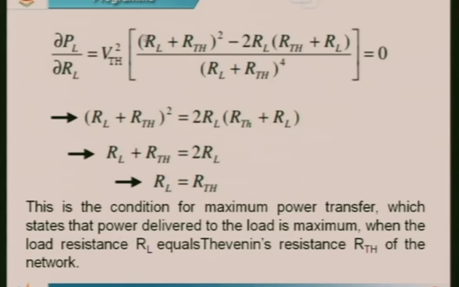So it is only the simplification part which you need to do. Since RL is a variable, you have to differentiate the load power with respect to RL and equate it to 0 to get the condition for maximum power transfer to the load circuit. So now that is what was stated earlier. When the load resistance becomes equal to the series resistance of the source, or the Thevenin's equivalent resistance, then the maximum power will be transferred to the load resistance. So this is the proof of the theorem.